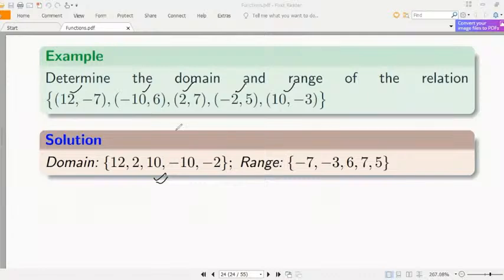What about the range? The range will be the set of the y values. In any order, you don't need to worry about that. You can see I can rearrange it, like negative 7, basically. So you can put it in any order. It's a set, and vice versa.